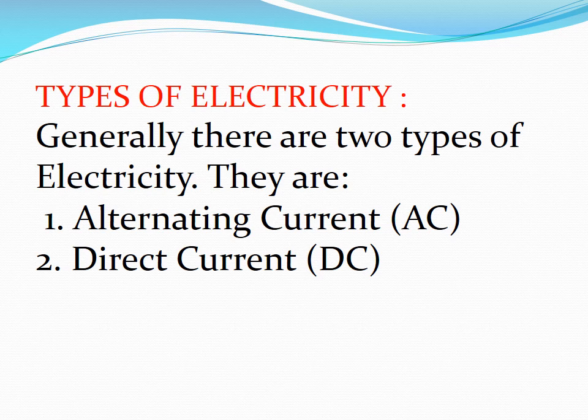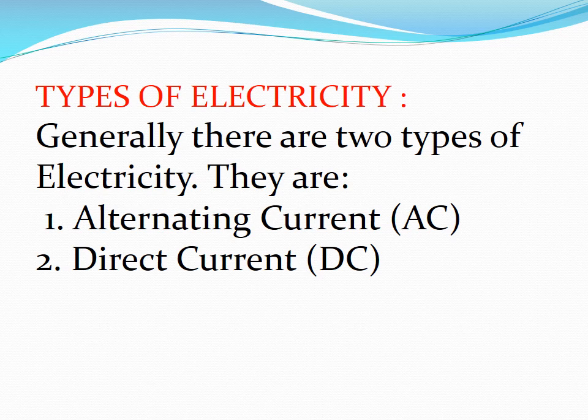Next one, types of power generation. Totally there are six types. What are they? Hydroelectric power station, thermal power station, atomic power station, wind power station, solar power station, gas power station.